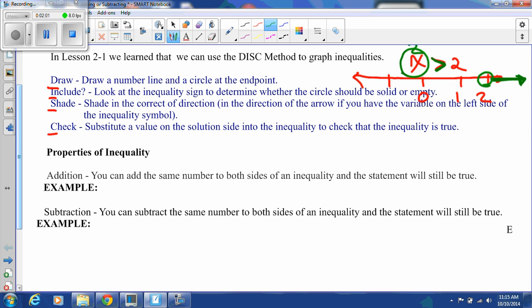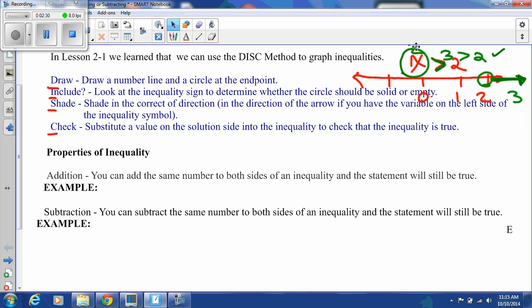The C stands for check. Substitute a value on the solution side to check that the inequality sign is true. So this means think of a number that's in the shaded region, so to the right of 2. For example, the number 3 would be in the shaded region. So to see if 3 is a solution, put it in for your variable. Yes, 3 is greater than 2. So we have shaded in the correct direction.